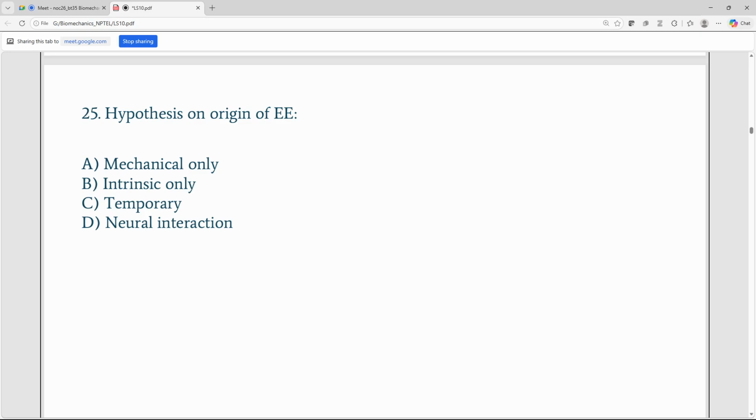What is the hypothesis behind the origin of enslavement effects? What is the hypothesis behind the enslavement effects? Options are mechanical only, intrinsic only, temporary, neural interaction. The question is asking the key hypothesis on the origin of the enslavement effect.